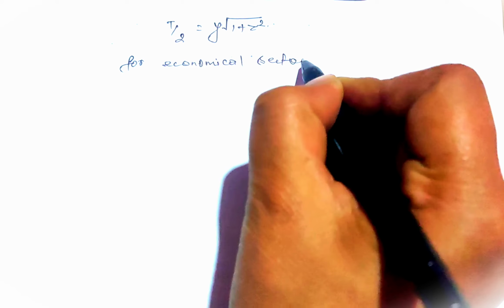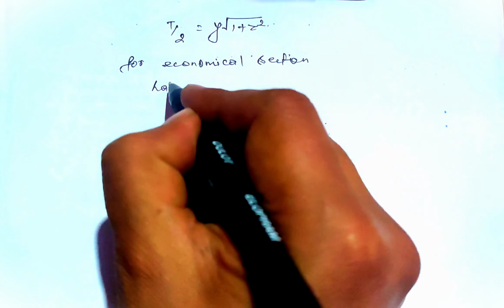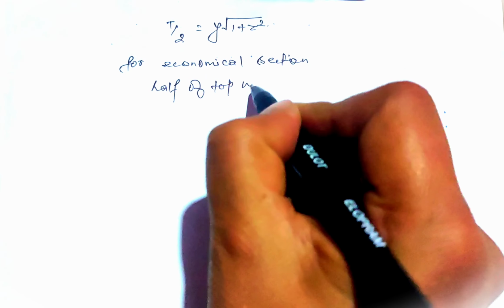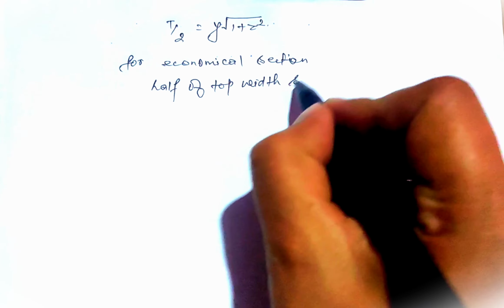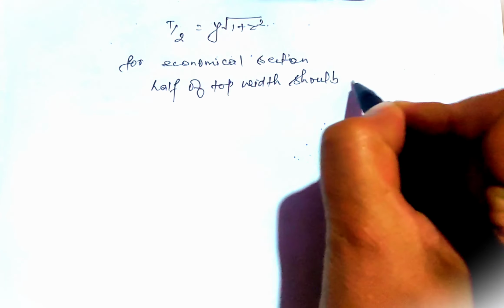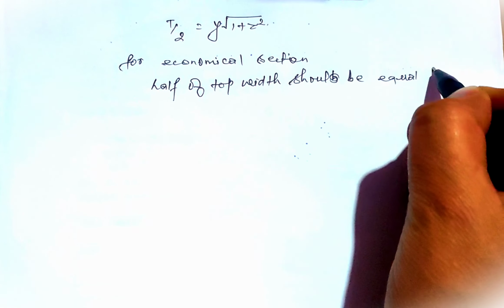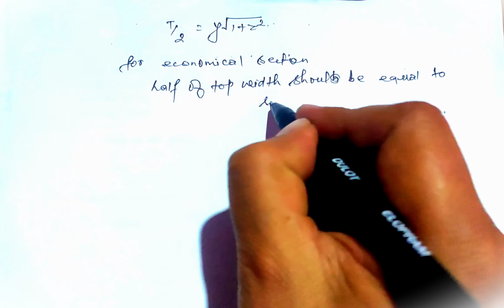For an economical section, half of the top width should be equal to the side slope.